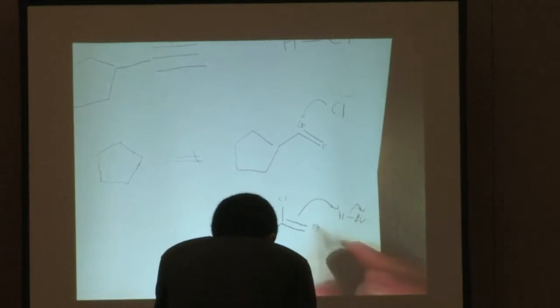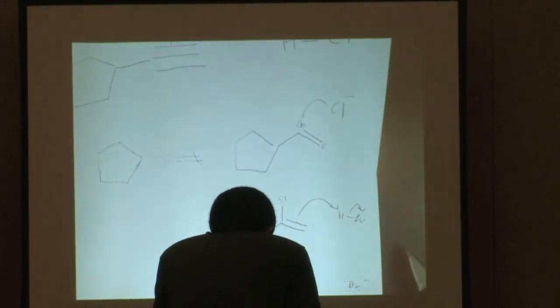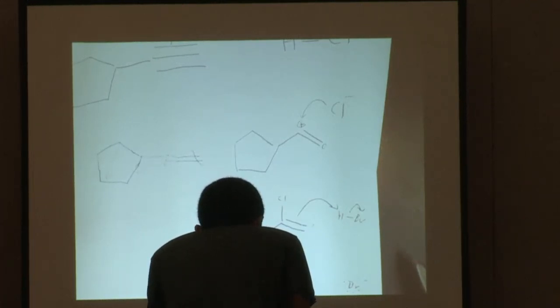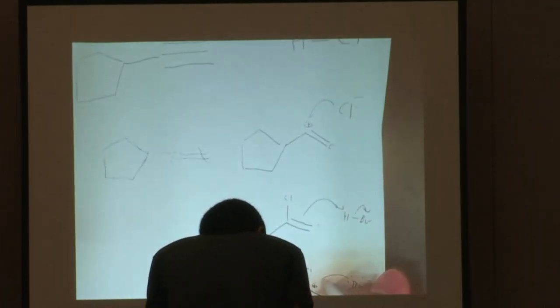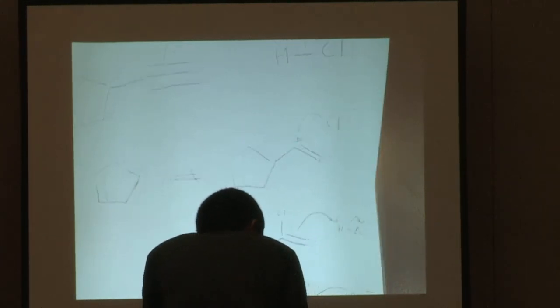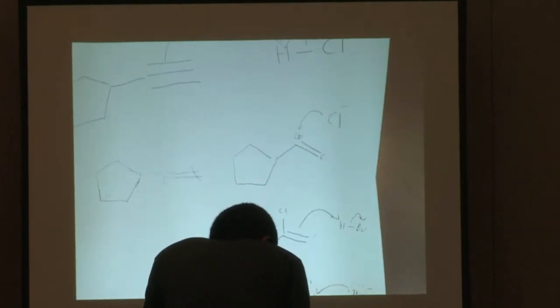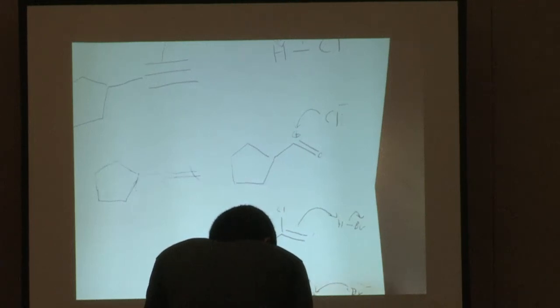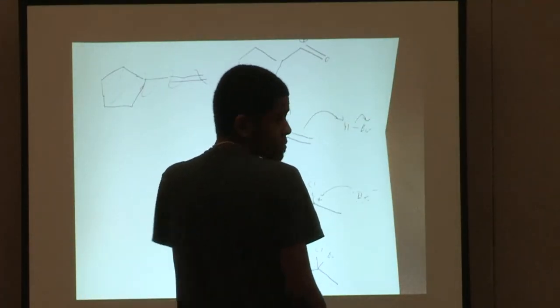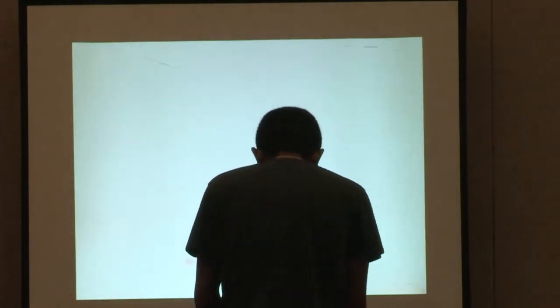I didn't draw the H on any of these to show where the H is going, but just know if you're getting rid of a double bond and there's a carbocation on one side, that means your H went to the other side. Then nucleophilic attack, and you are left with the final product. Did everyone get that? Okay.